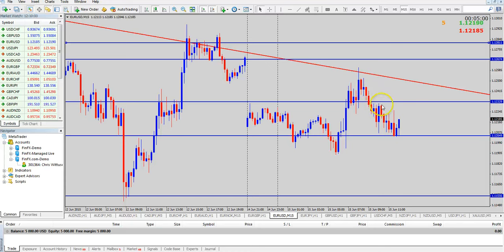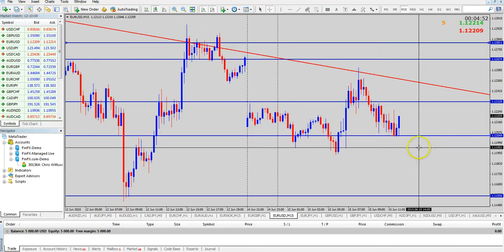That's a high here, lower high. The next high should be lower than the previous high, which is this one here, and then continue down.